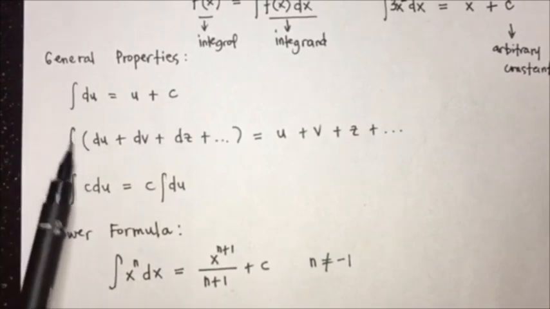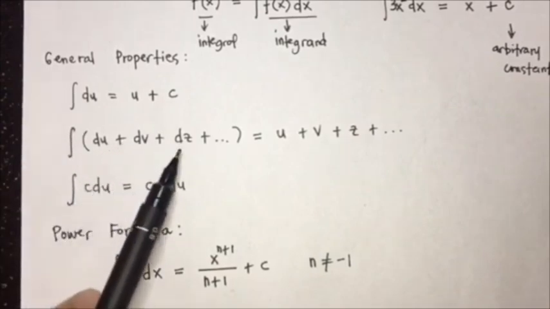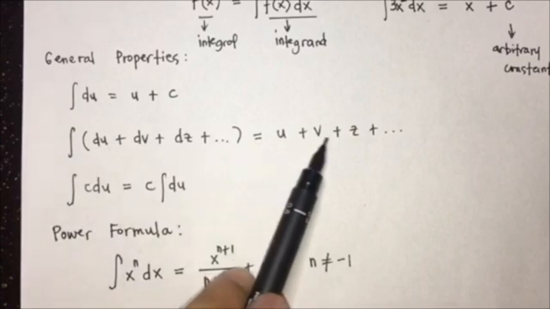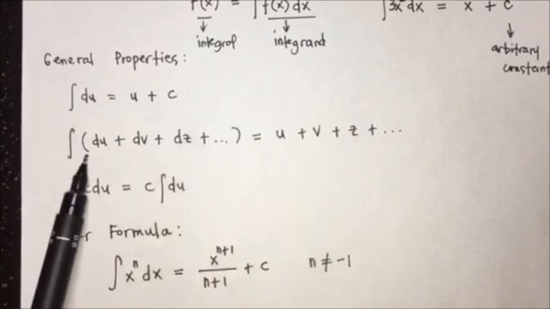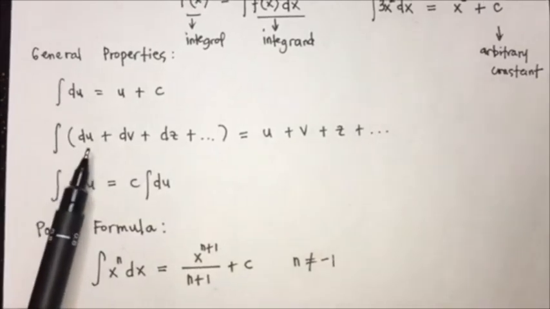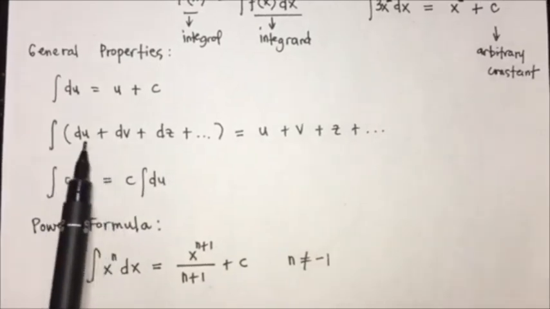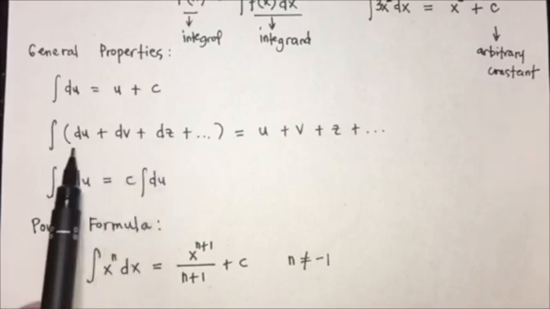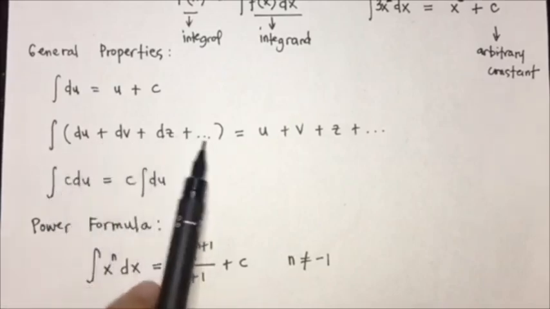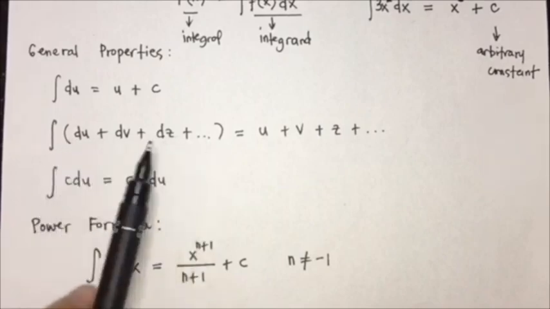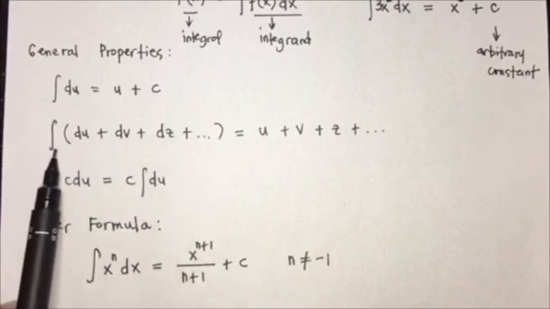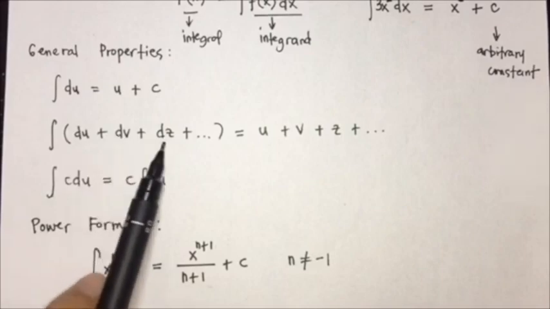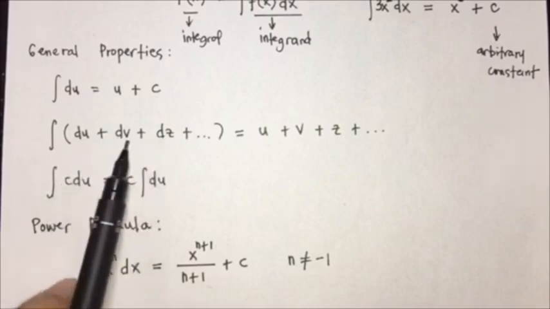Next, we have the integral of du plus dv plus dz is equal to u plus v plus z. It just means that whenever we perform integration, all we need to do is integrate each term. If our integrand is composed of 3 or more terms, then all we need to do is distribute the integral sign to each of the terms.